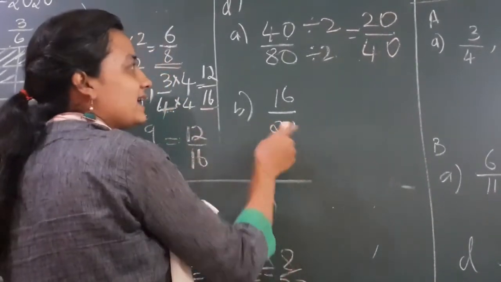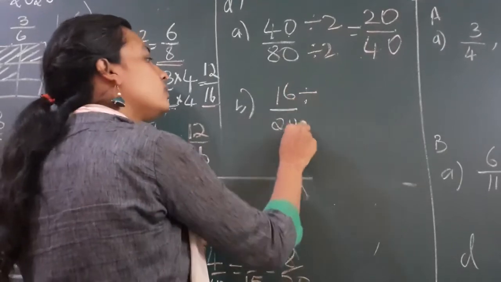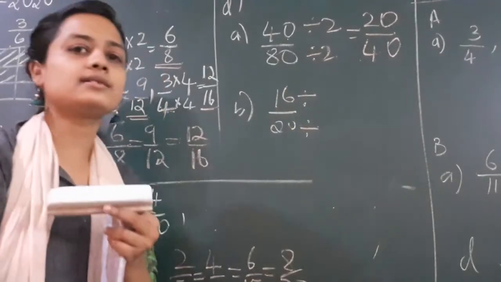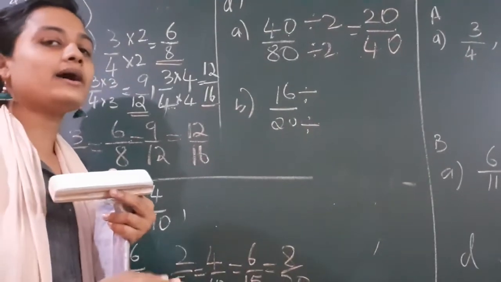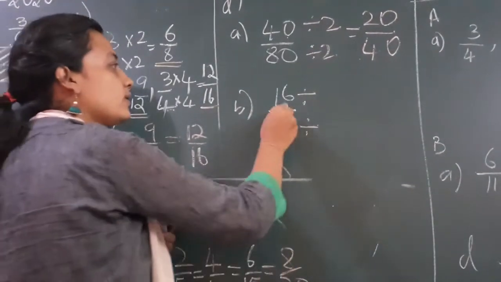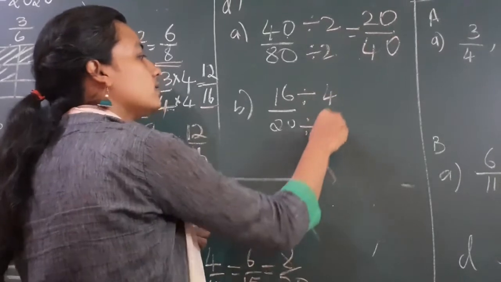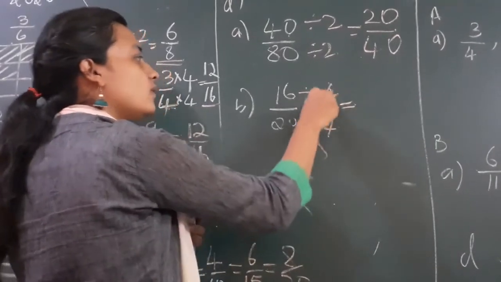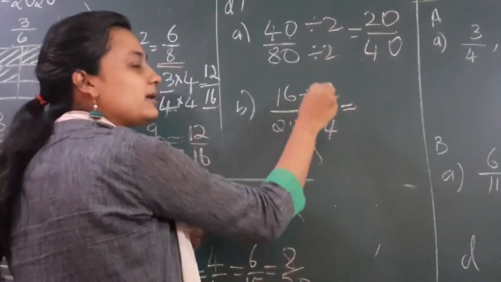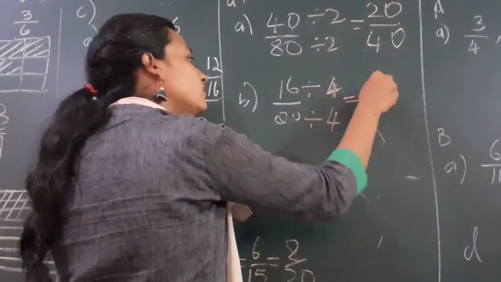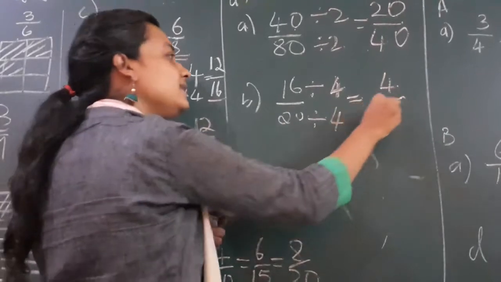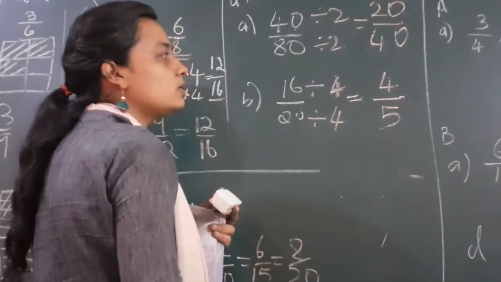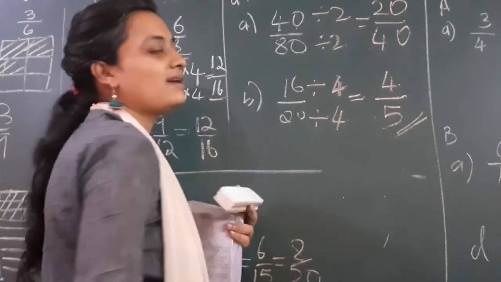Now we will go for the second one here. With what number should I divide this? In which table do I get 16 and 20 together? I get it in the 4 table. So I divide it with 4. Now when I divide 16 by 4, I get 4 as my answer. Divide 20 by 4, I get 5 as my answer. So my answer is 4 by 5.